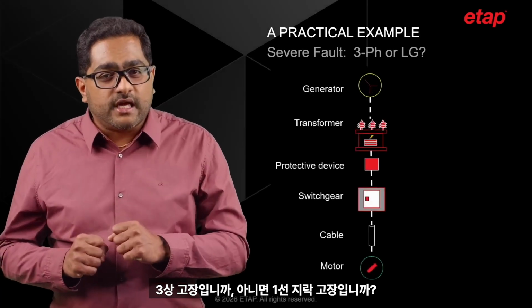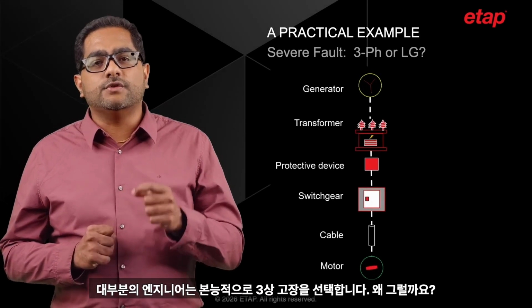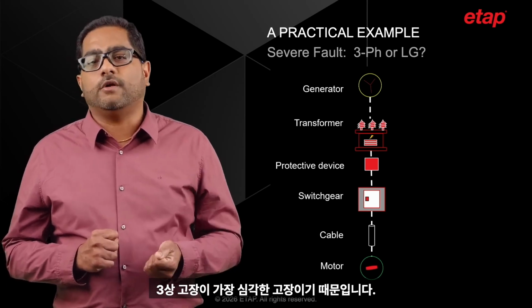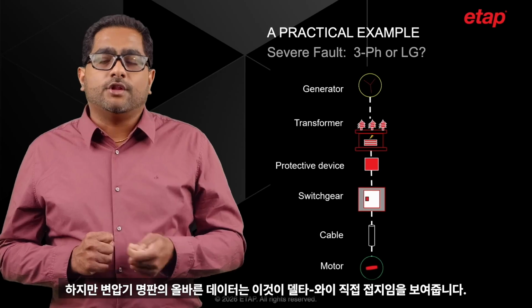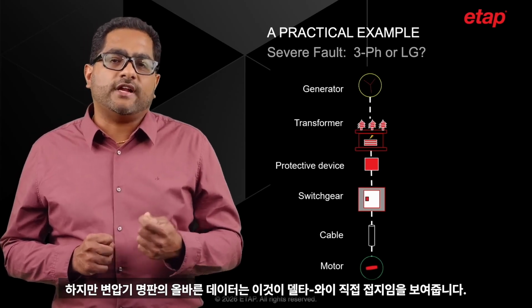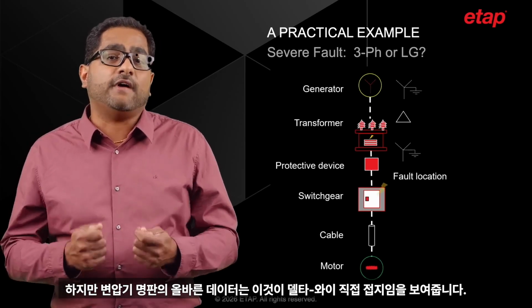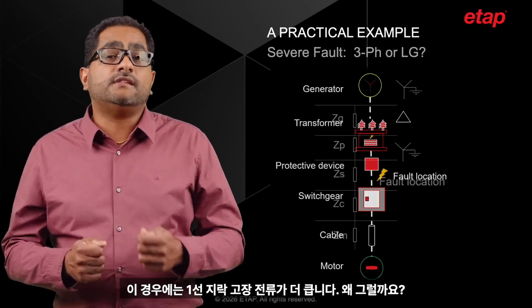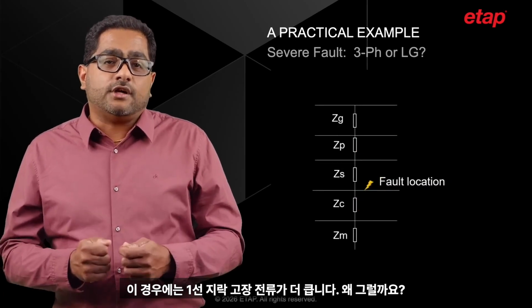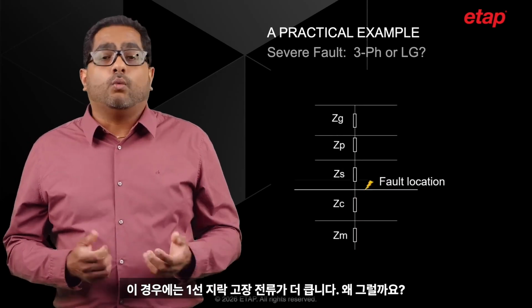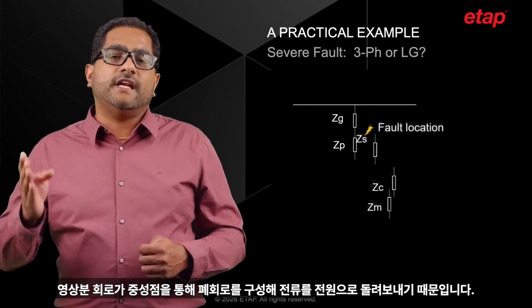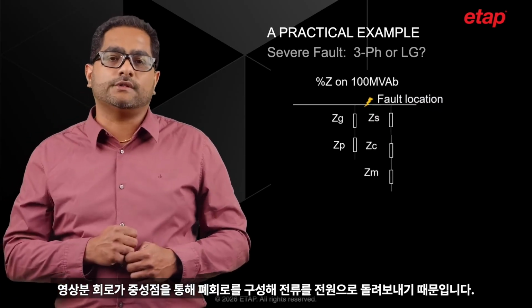Most engineers instinctively choose the three-phase. Why? Because it's the most severe fault. However, the proper data collection from a transformer nameplate identifies this is a delta-wye solidly grounded secondary. In this case, the line-to-ground fault is greater. Why? Because the sequence network closes through the neutral, sending the current straight back to the source.